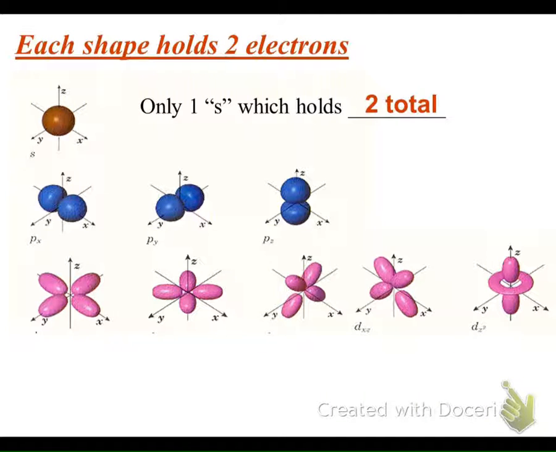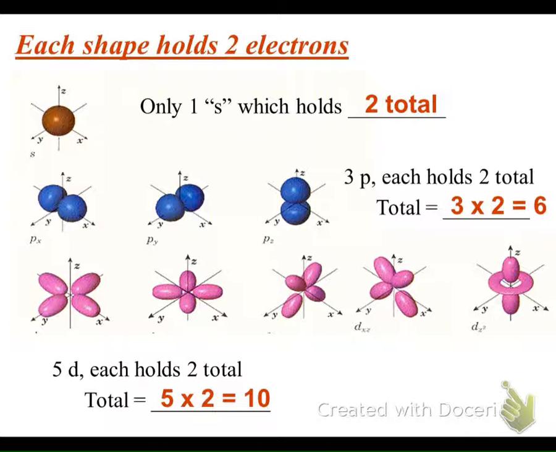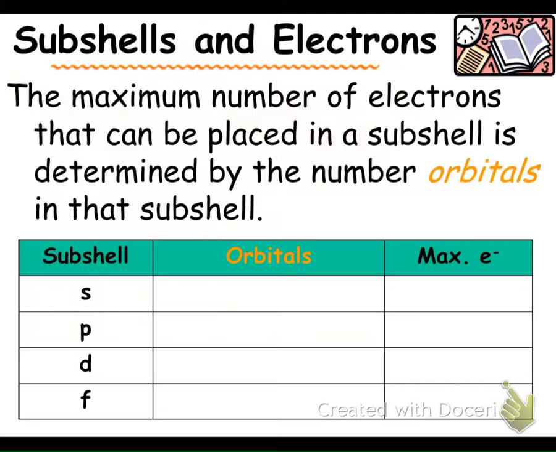So each shape for our orbitals can only hold 2 electrons. So the s has 1 shape, so it can only hold 2 electrons total. The p has 3 different shapes, so it can hold 6 total electrons, and the d has 5 different shapes, so it can hold 10 total electrons in the d orbital. The f has 7 different shapes, so it can hold 14 electrons. So when we talk about orbitals, the maximum number of electrons that can be placed in each subshell is determined by the number of orbitals.